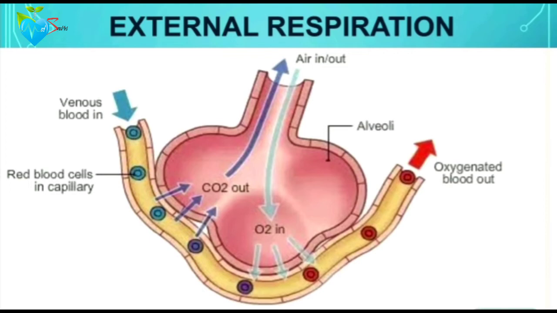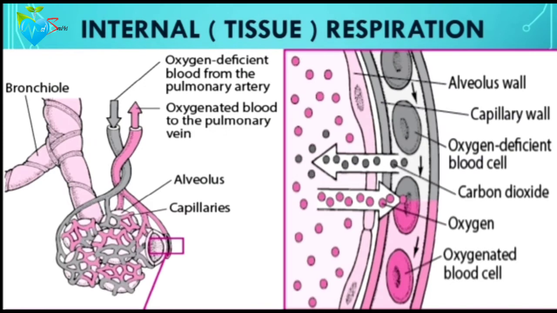Number two, external or pulmonary respiration. It is the exchange of gases between the alveoli of the lungs and the blood in the pulmonary capillaries across the respiratory membrane. In this process, pulmonary capillary blood gains oxygen and loses carbon dioxide. Number three, internal or tissue respiration. It is the exchange of gases between blood in systemic capillaries and tissue cells. In this step, the blood loses oxygen and gains carbon dioxide.